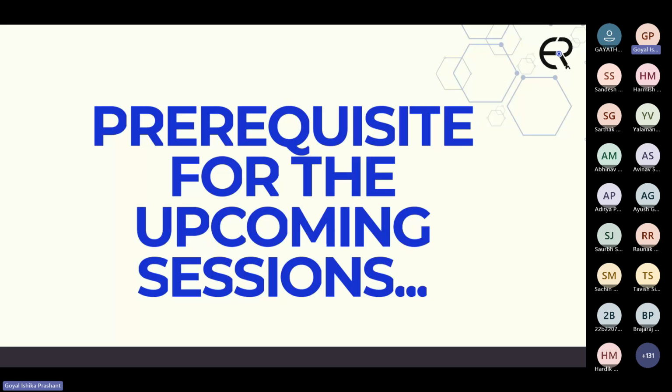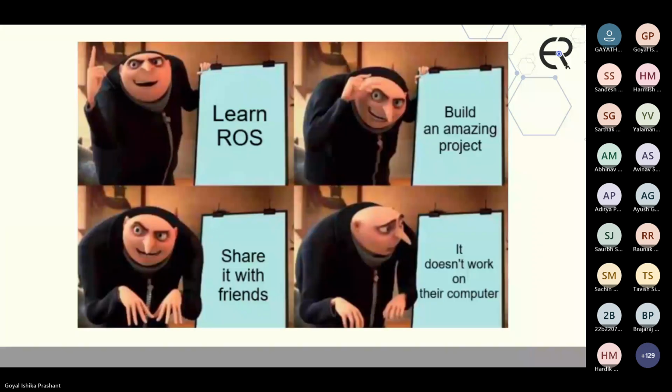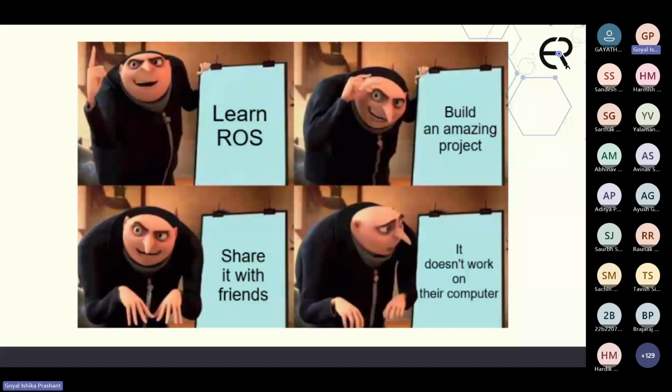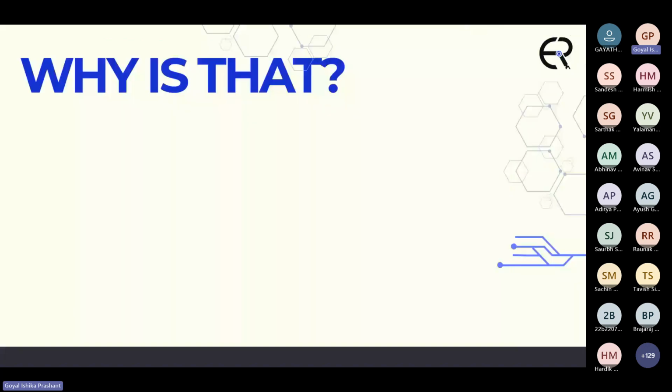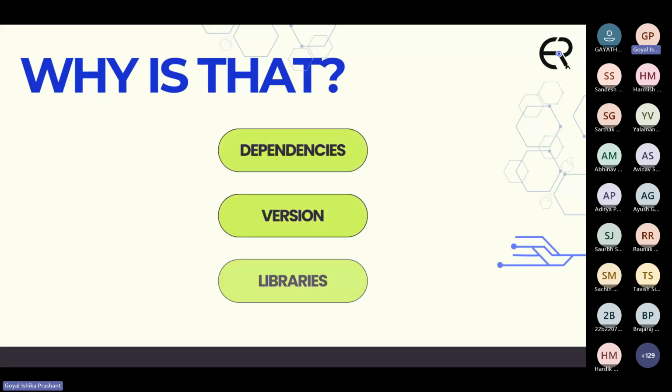All right. So let's now look at a little prerequisite for the upcoming sessions. You all will be learning ROS, and I'm sure you will build some amazing projects. But when you go to share them with your friends, you find out that it's not working on their computer. Now, why does this happen? This could be because of multiple reasons. Different systems have different setups. They could have different dependencies, different versions, and different libraries.